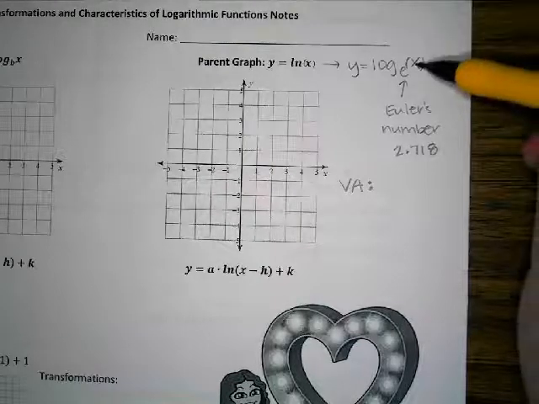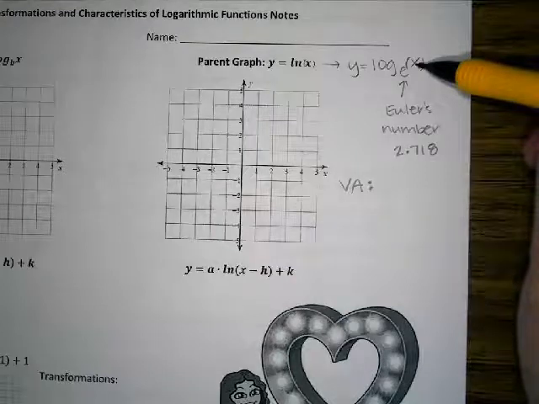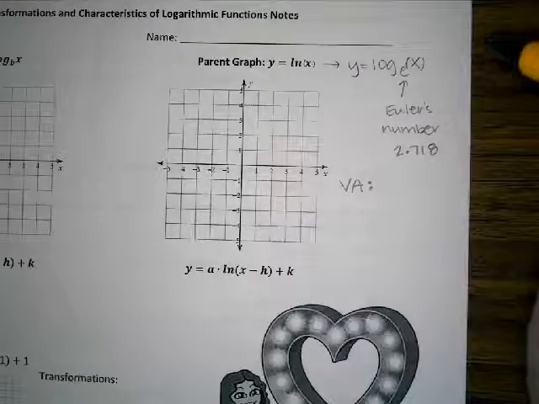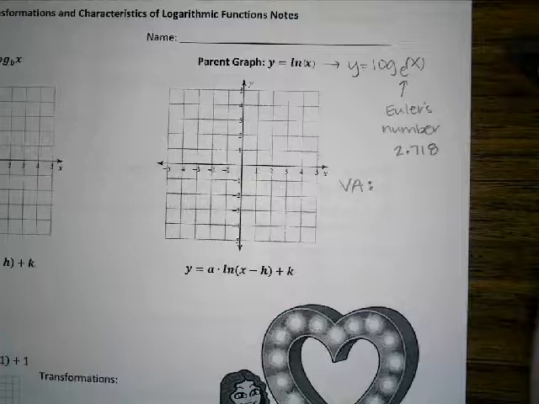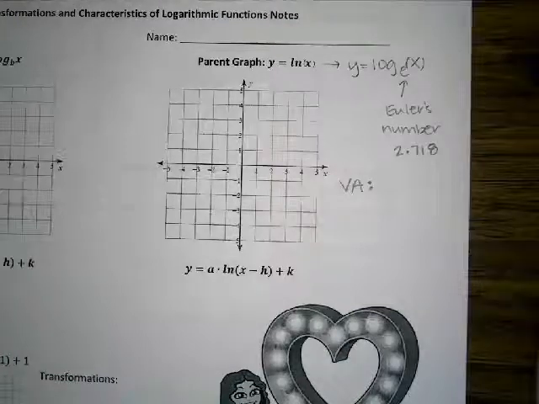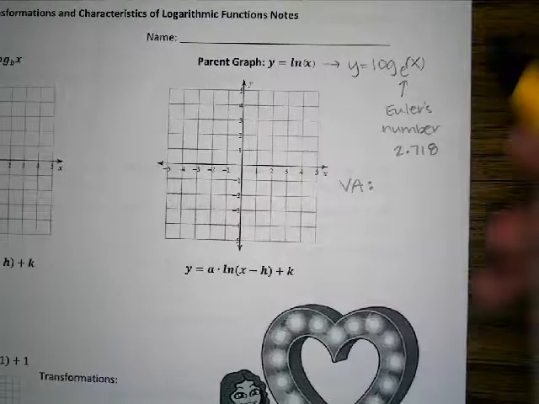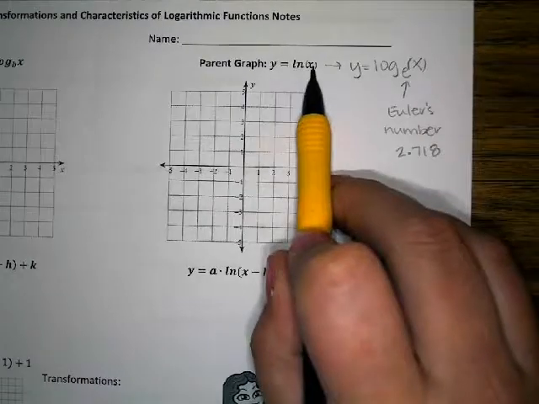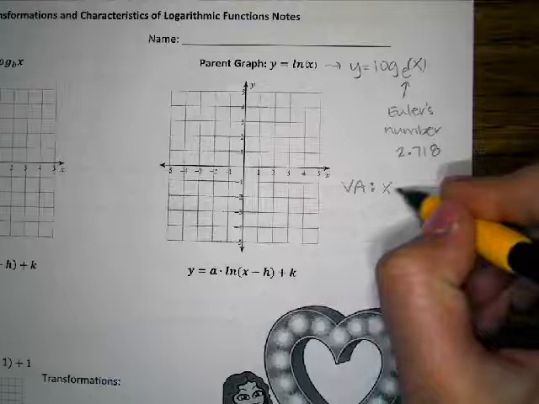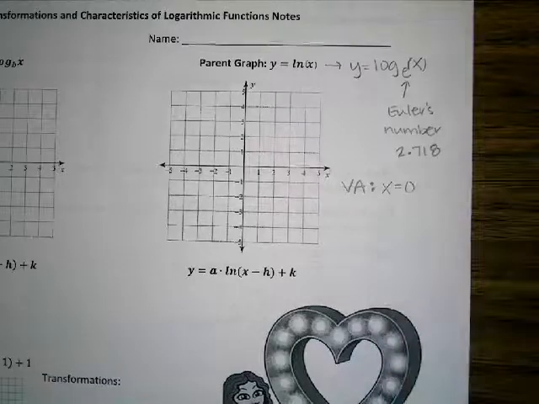It had the vertical asymptote and the horizontal asymptote. We always got the vertical asymptote from the inside of the function, and the horizontal asymptote we always got from the end of the function. It works the same here. So exponential graphs, which we already studied, we got the horizontal asymptote from the end. The vertical asymptote you get from the parentheses. So the vertical asymptote is going to be x equals 0.